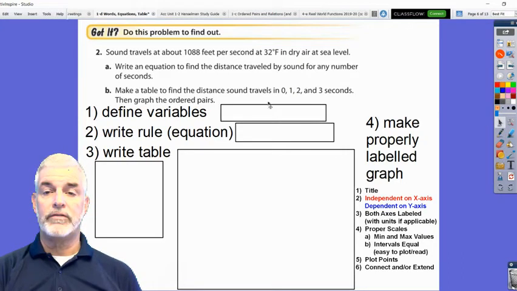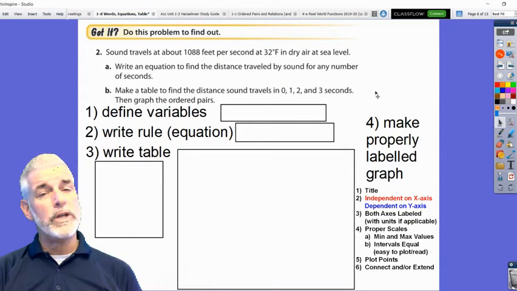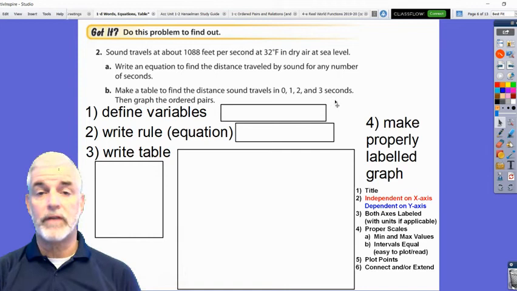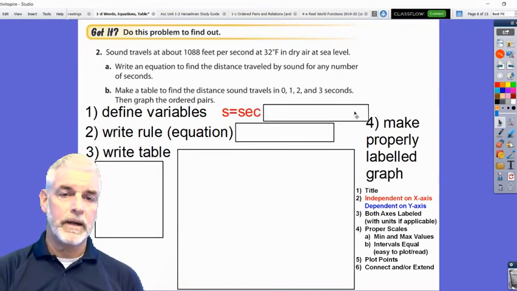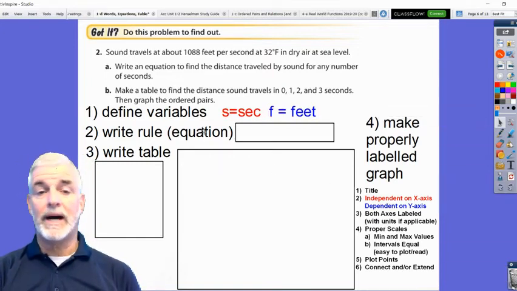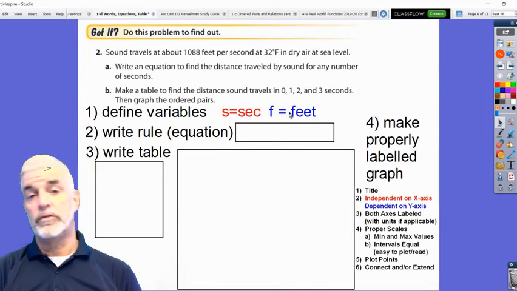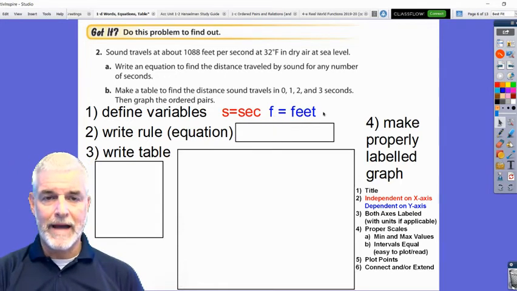First step, as I've spelled out for you, define the variables for this situation, the input and output variables. You can always use X and Y if you want to, okay? Or use letters that represent the things that you're working with, okay? What did I choose to do here? I said S for seconds and F for feet. If you said time, then you have to make sure you say seconds in parentheses when you define the variable. If you said distance, then you have to make sure to say feet in parentheses. You have to have seconds and feet in your definitions, okay?